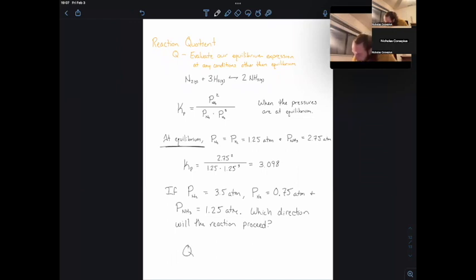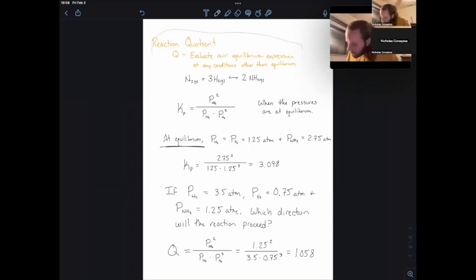I can calculate Q by, again, just using this exact same expression here, but plugging in values other than our equilibrium values. So now I'm going to plug in my 1.25 squared over 3.5 times 0.75 cubed. And this would give me a reaction quotient of 1.058.